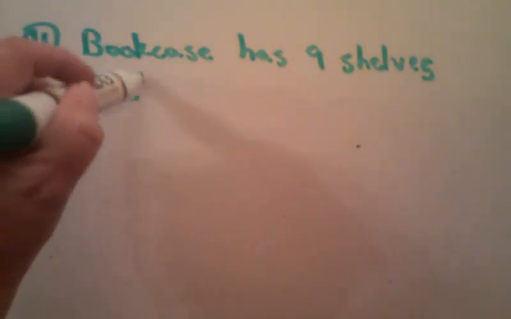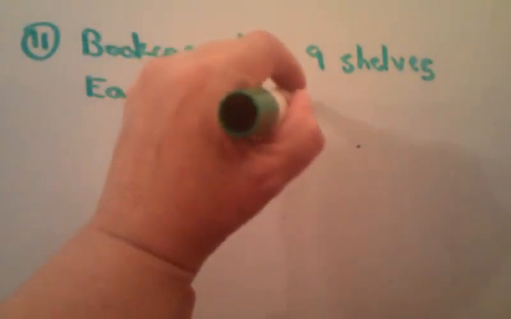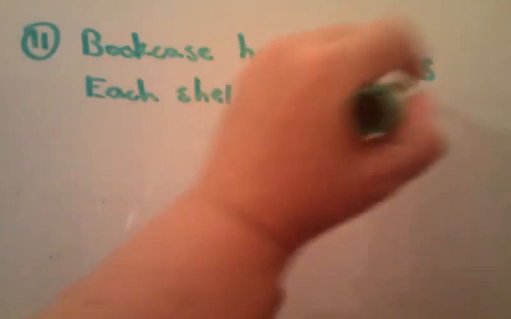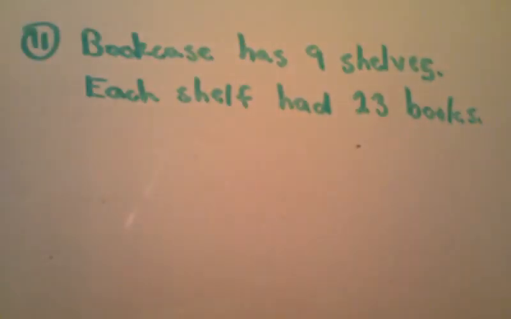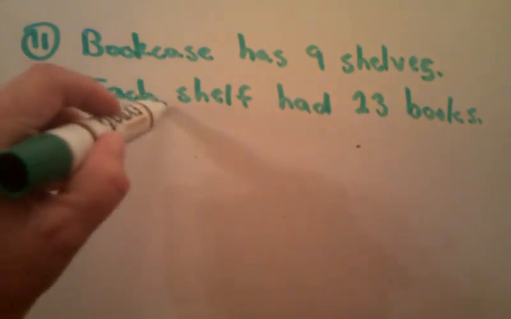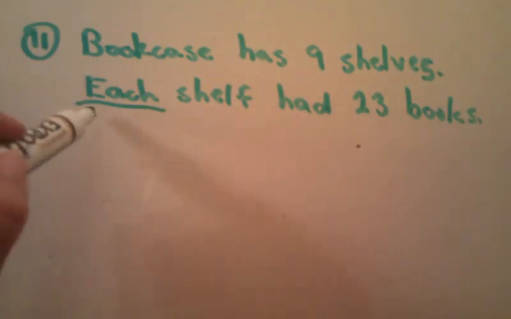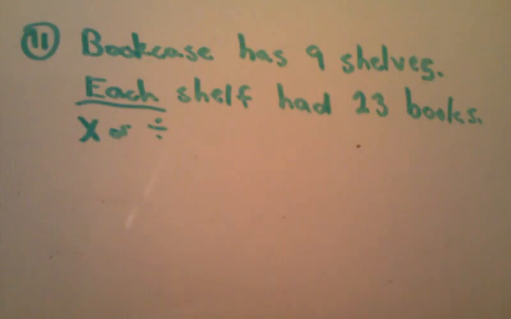Each shelf had 23 books. Okay, what is your key word? Your key word is each. Let's underline it. What does each mean? Each always means times or divide. Okay? So if you see the word each, you're not going to add or subtract. You're always going to either multiply or divide.